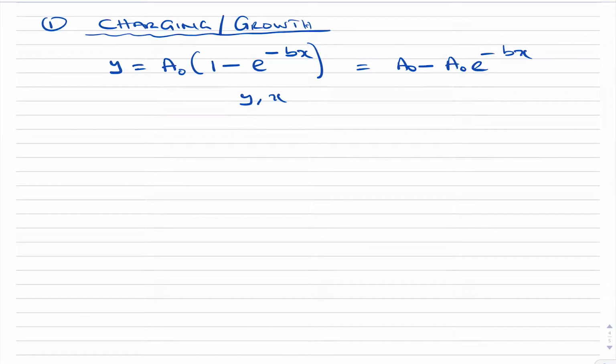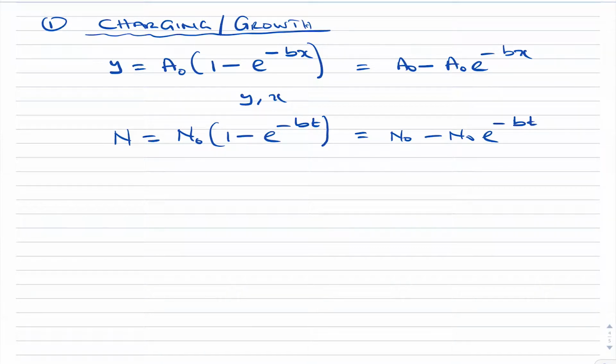Otherwise, we can use the same charging or growth for bacteria, where the number of bacteria is n, and the initial bacteria is n naught into bracket 1 minus e to the power minus bt. The t is the time, and that can be expanded to be n naught minus n naught e to the power minus bt. So n naught is the initial bacteria.